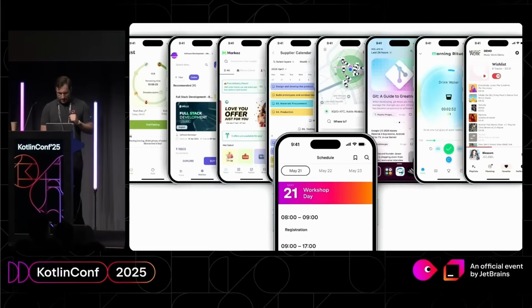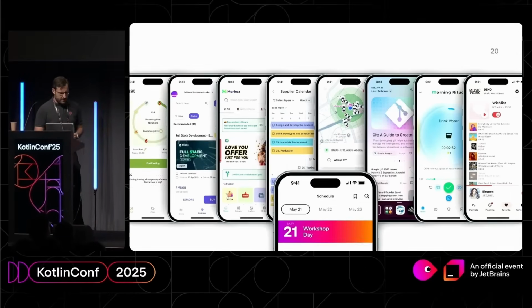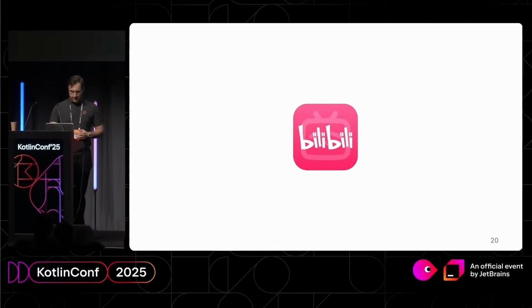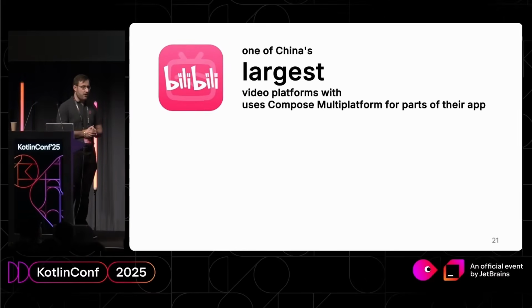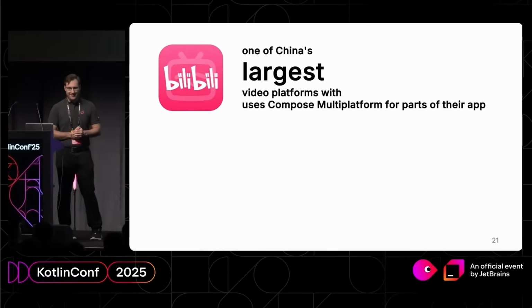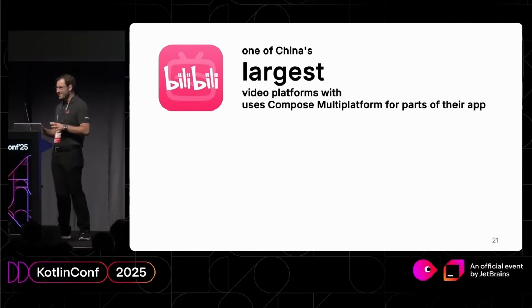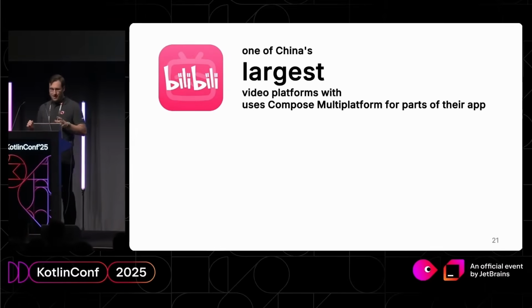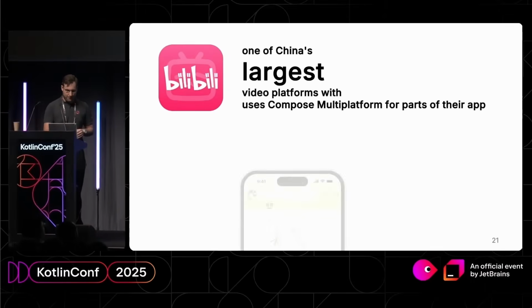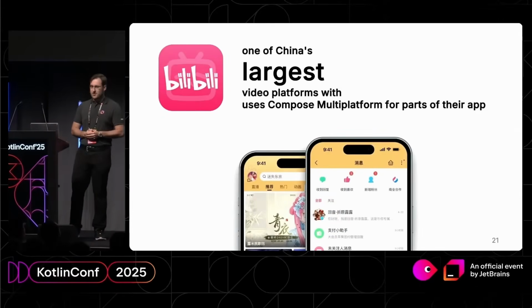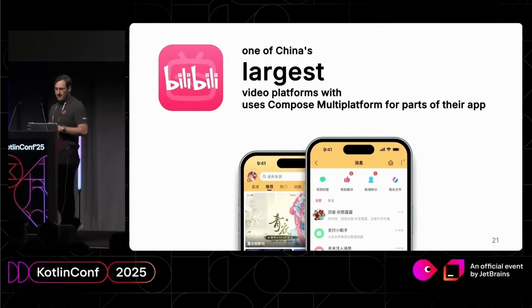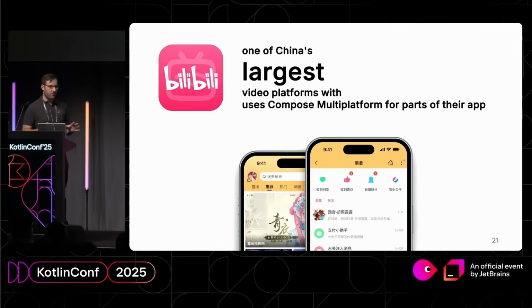Now, there is one specific case study that I would also like to point out specifically, and that is Bilibili. Bilibili is one of China's largest video platforms, and they have actually adopted Compose Multiplatform for parts of their app. This is what Bilibili looks like. The instant messaging feature that is built inside the Bilibili application is built entirely on Compose Multiplatform.